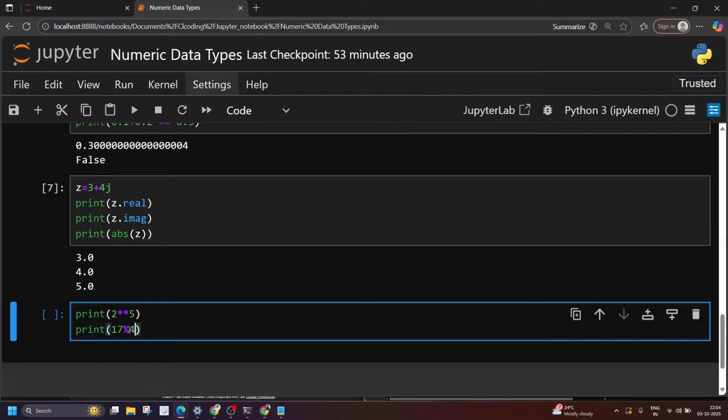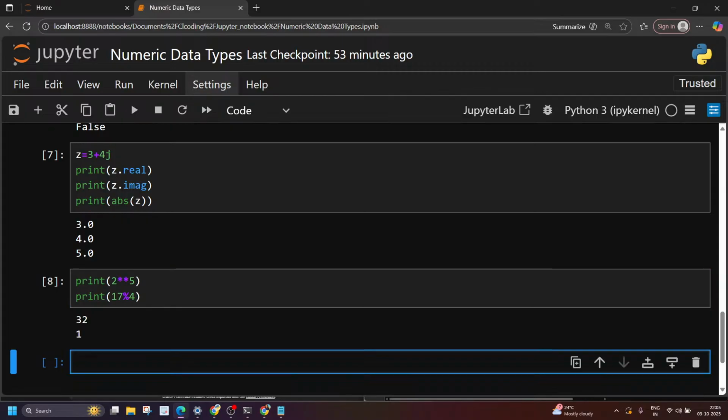I think you all can answer this very nicely. Let's see its output. So the correct answer is, when we find the power, it gave us 32, and when we find the modulus, means the remainder, it gave us 1.